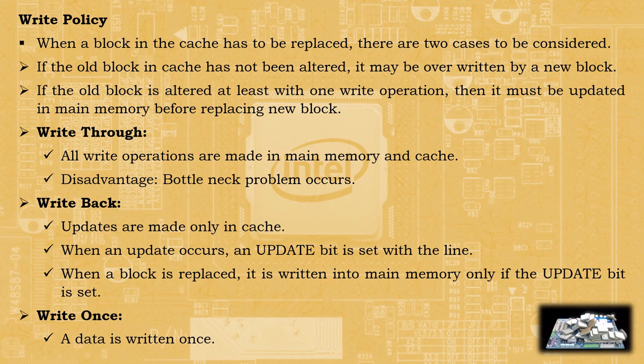Now let's see the write policy of cache memory. When a block in the cache has to be replaced, there are two cases to be considered. If the old block in the cache has not been altered, it may be overwritten by a new block. If the old block is altered with at least one write operation, then it must be updated in main memory before replacing it with the new block.